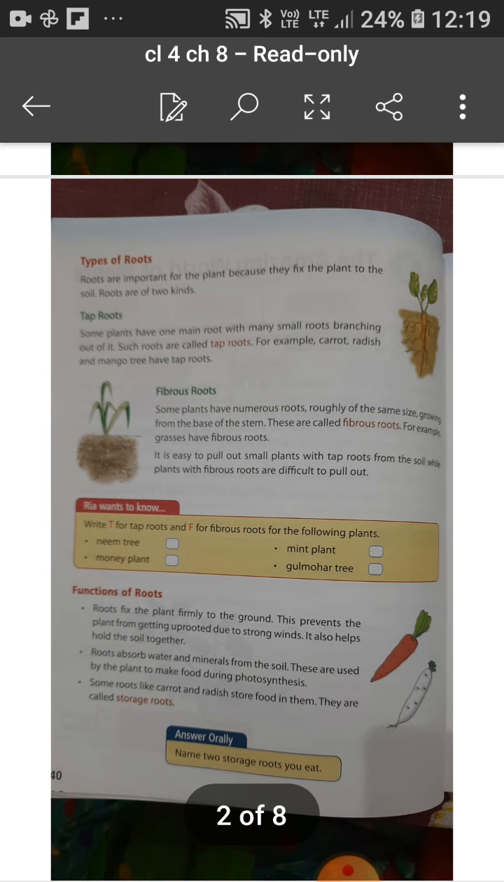And now in this class we are going to read types of roots. So students, open page number 40 in your EBS book and keep a pencil with you to underline hard words.